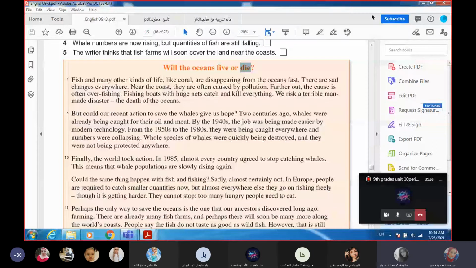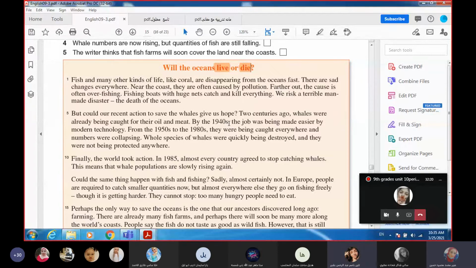Sally. Yes, Sally. Will the oceans live or die? Fish and many other kinds of life. Slowly, Sally. Will the ocean live or die? Live and die are the opposite, of course. Live and die are the opposite. Fish and many other kinds of life, like coral, are disappearing from the oceans fast. Okay, wait Sally, one sentence: fish and many other kinds of life, which is the life in the ocean. Kinds of life, what do you mean by kinds?